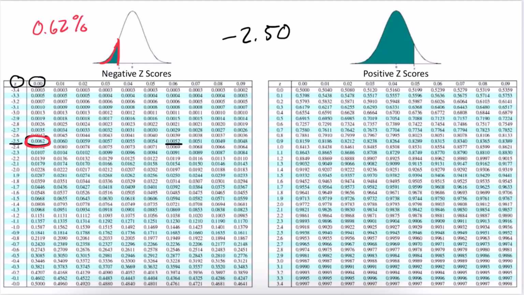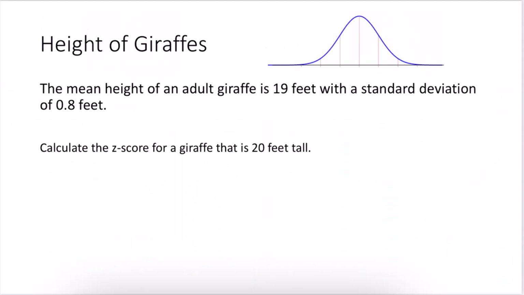And so this elephant that we were looking at is pretty much the runt of the group of elephants, because there's only 0.62% of elephants that are lighter than it. And so that's how you can use z-scores and z-score tables to figure out what percentile an individual is in. So why don't you try this one on your own? Pause this video, calculate the z-score for this giraffe that we're given, and then restart this video to see how I would solve it.